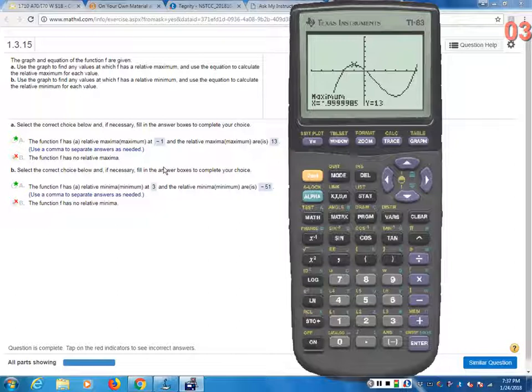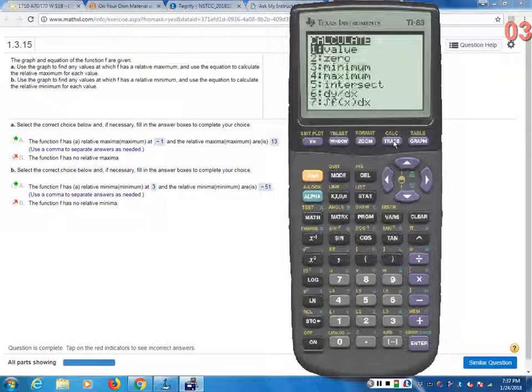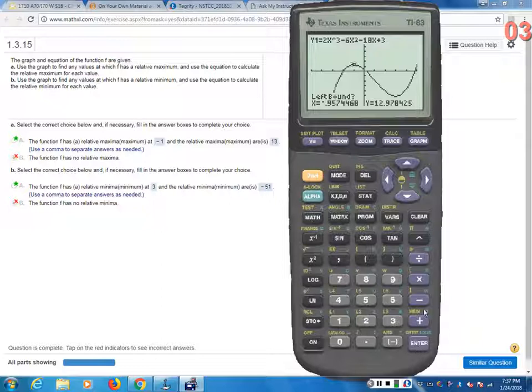Okay, so you can't get it from their graph. You can't read it off the graph. You have to put it in your calculator. And so you get -1 and 13. And it has a relative minimum down here. So you go second, calculate, number 3, minimum. Then you need a left bound for the minimum. So just go down here, anywhere to the left of the minimum. Hit enter.